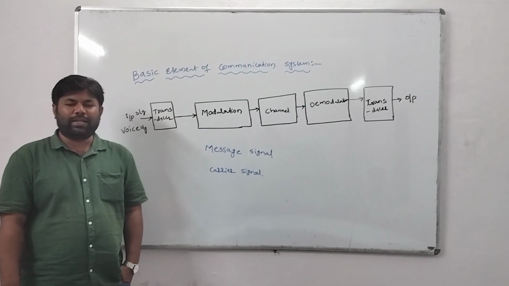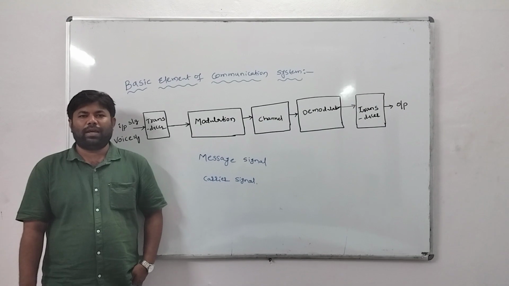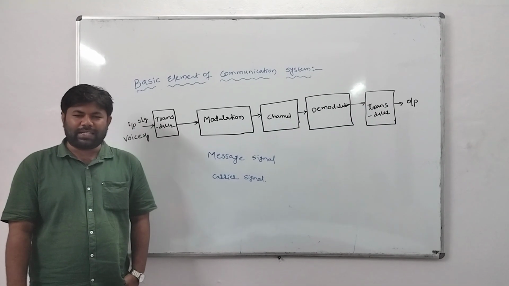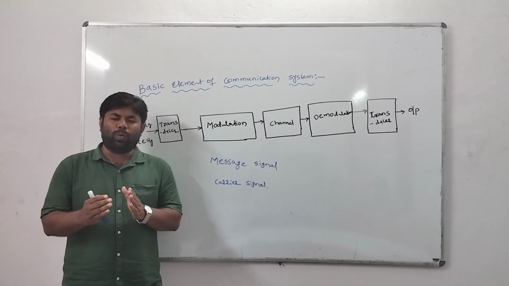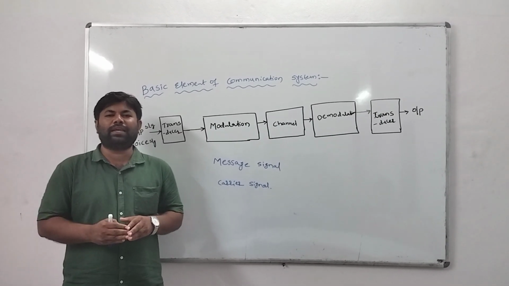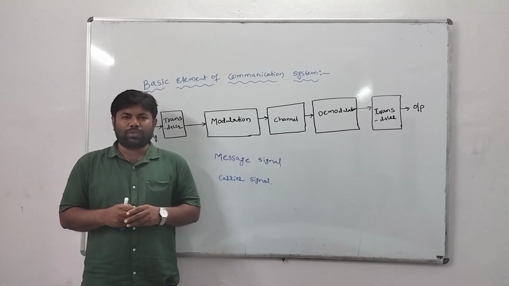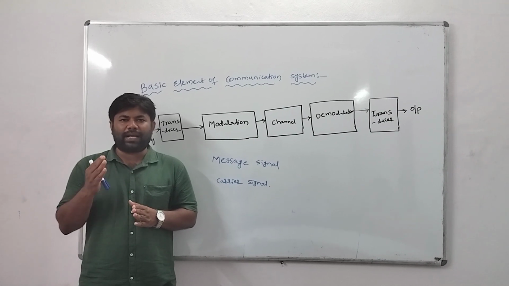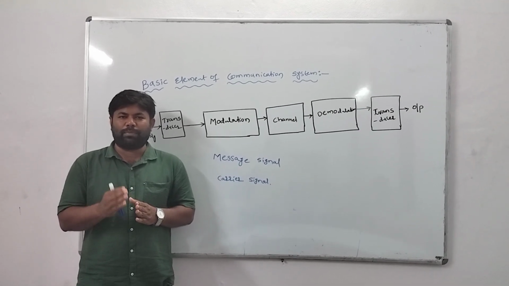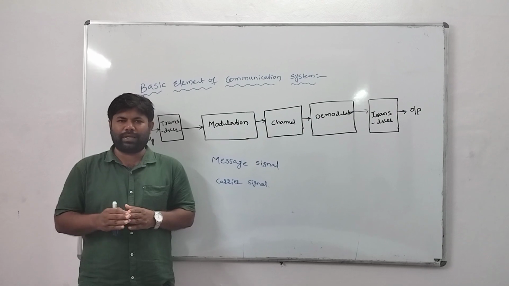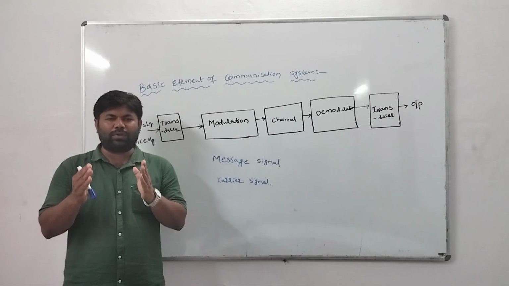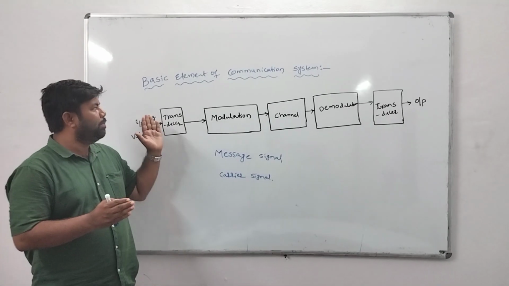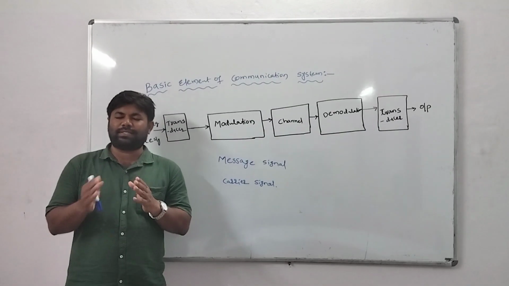Today we are discussing the basic elements of a communication system. First of all, the definition of a communication system is transferring a message or data from one place to another place. Any data transmitted from one place to another is called a communication system. This communication can be categorized into two types: analog communication and digital communication. In analog communication, the first topic we discuss is the basic element of the communication system.